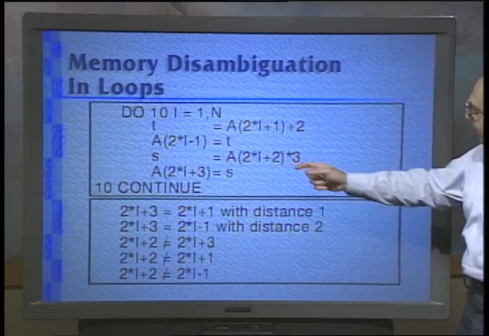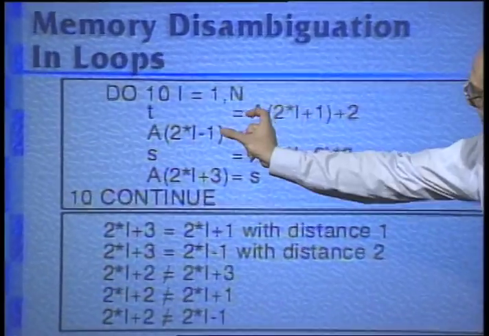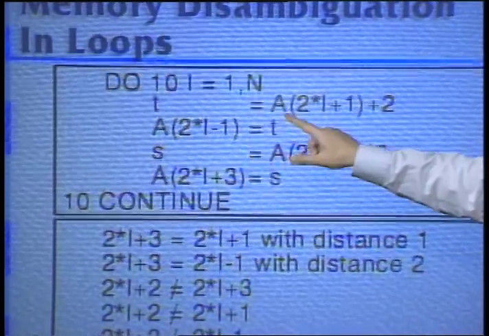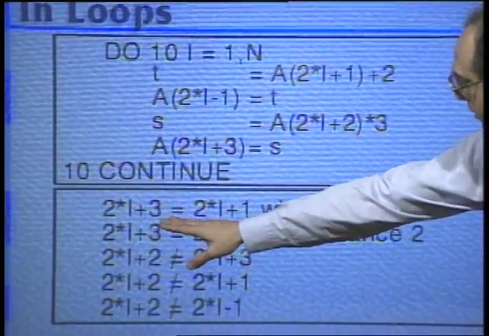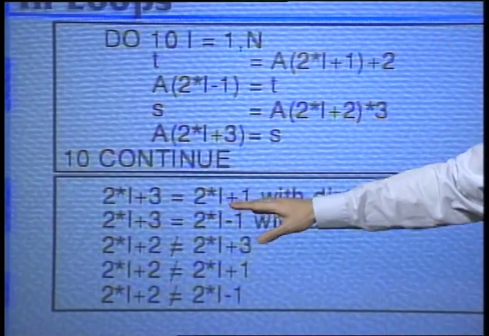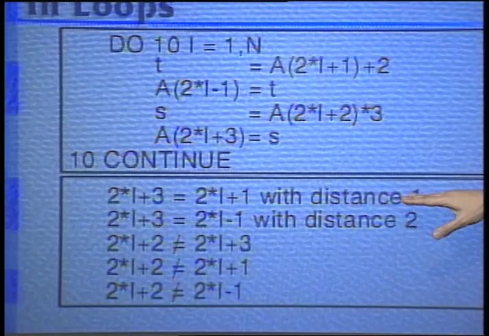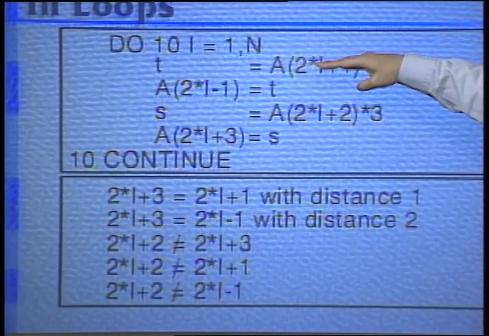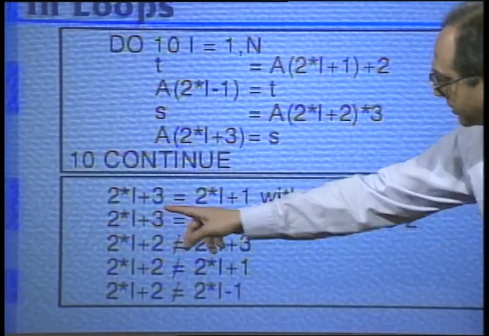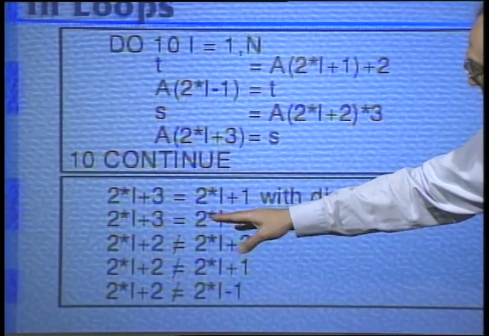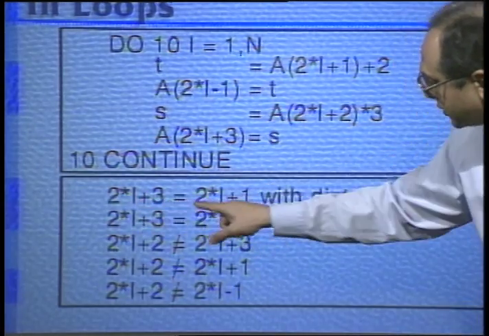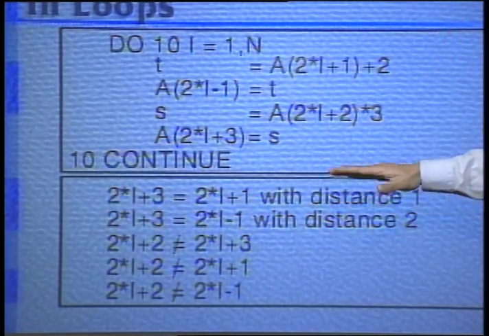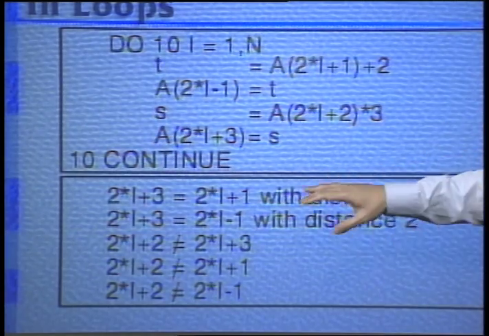And the types of questions we'd like to ask are pairwise. Are any two of these to the same location for different iteration numbers? So for instance, for this address and this address, we can ask the question, is this equal to this? And the answer turns out to be yes for distance 1. In other words, this address on one iteration is the same as this address on the next iteration. And we get that answer by using that GCD test that we just looked at, where since these two coefficients are equal and that divides the difference between 3 and 1, therefore it will always be equal, and with a distance that is 1.